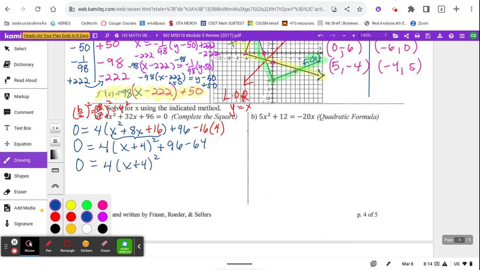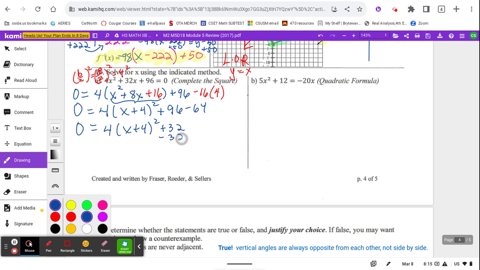All right, 96 minus 64 is 32. So I'm going to minus 32 from both sides. And then I'm going to divide by 4. And I get negative 8 is equal to x plus 4 squared.